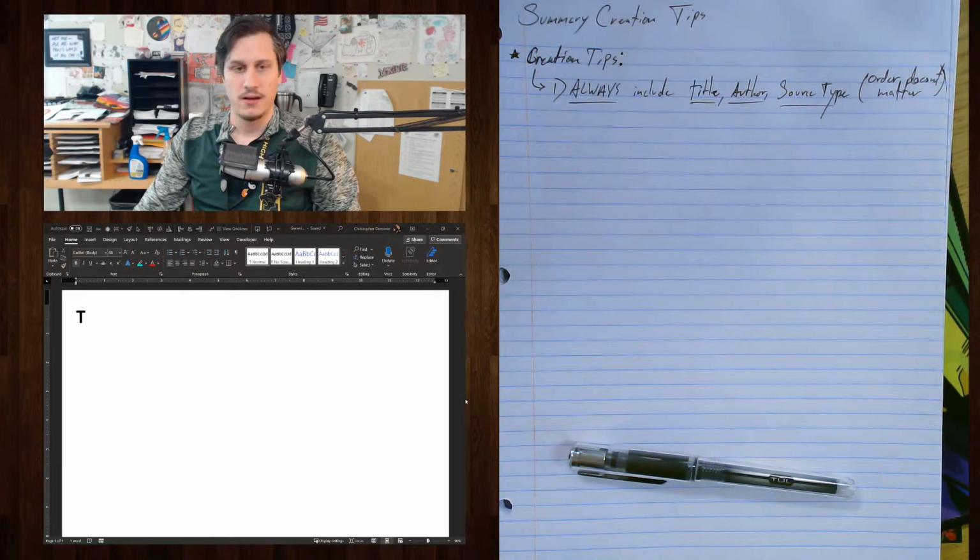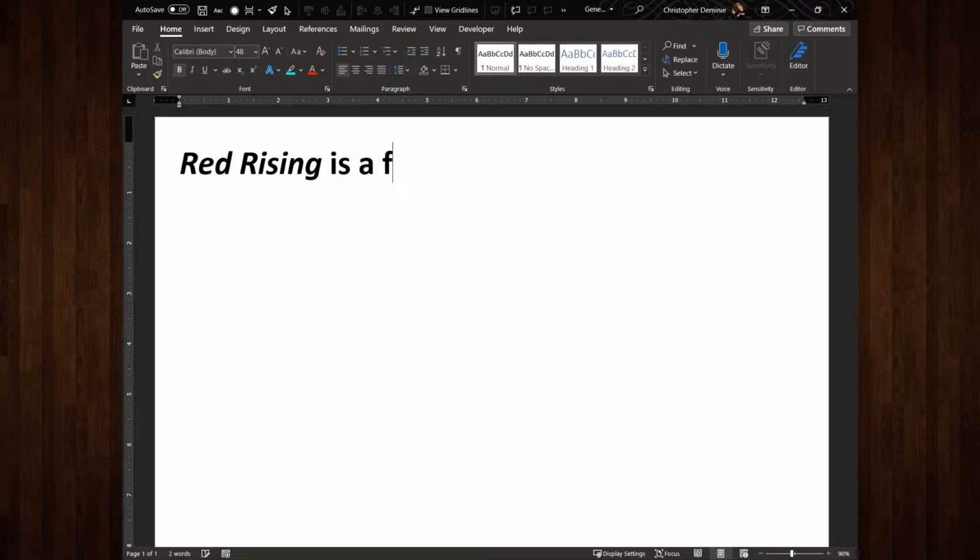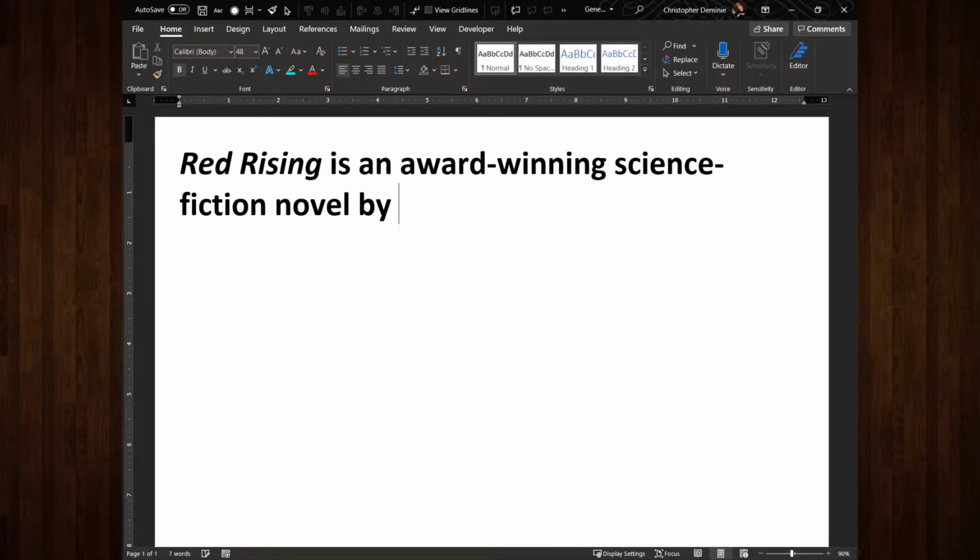So what I have here is a little demonstration for you. I'm going to show you an example of what this looks like. Keep in mind, I'm writing an advanced example here, so just try to keep up with me, okay? If you're a high school student, this should make sense. Red Rising is an award-winning science fiction novel by Pierce Brown. Boom, period. Okay, that's an okay first sentence. It's not a great first sentence, but it's a functional one.